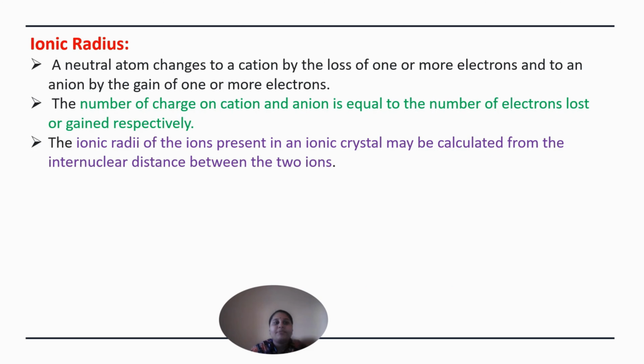Ionic radius. A neutral atom changes to a cation by losing one or more electrons and to an anion by gaining one or more electrons. The number of charges on a cation and anion is equal to the number of electrons lost or gained respectively. The ionic radius of the ions present in an ionic crystal is calculated from the internuclear distance between the two ions.